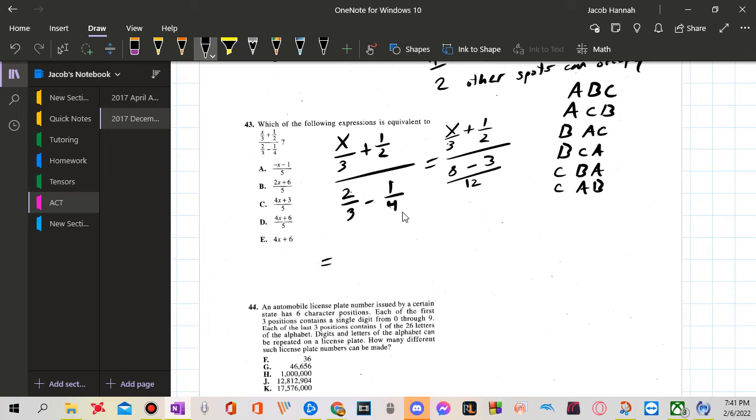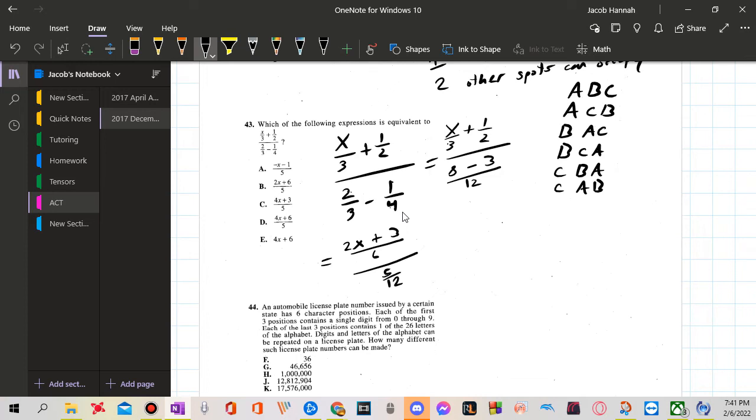So x times 2 is 2x. 3 times 1 is 3, divided by 3 times 2, which is 6, and divided by down here, so 8 minus 3 is 5, and divided by 12. So you can now do this one by multiplying each.